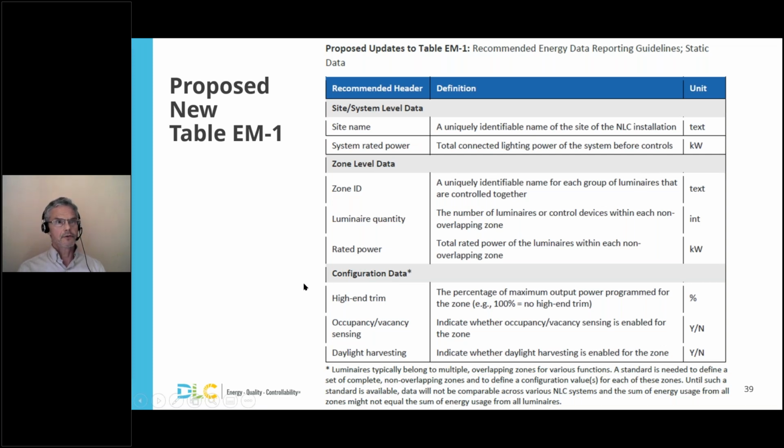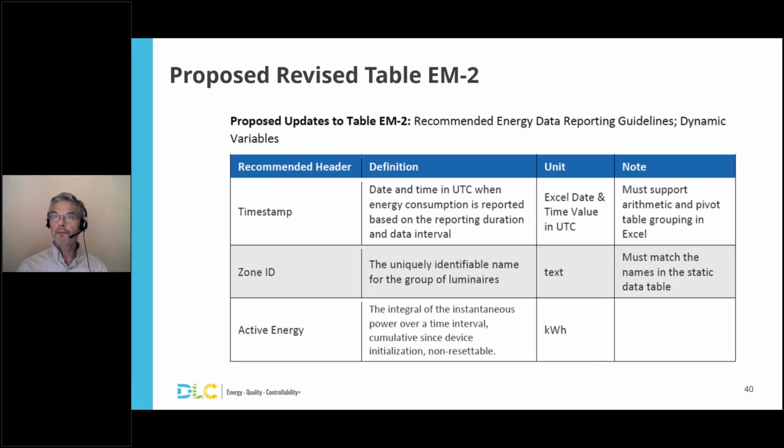And next, this would be the proposed table EM2. So this describes the interval data. It's very simple. There's just a timestamp, the zone ID, and the kilowatt hours for the last either 15 minutes for that 4-week data or the once a day value for the 1-year record.